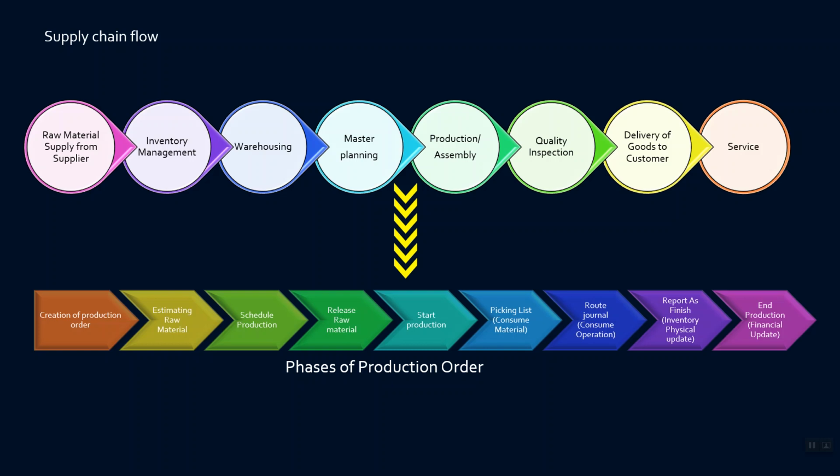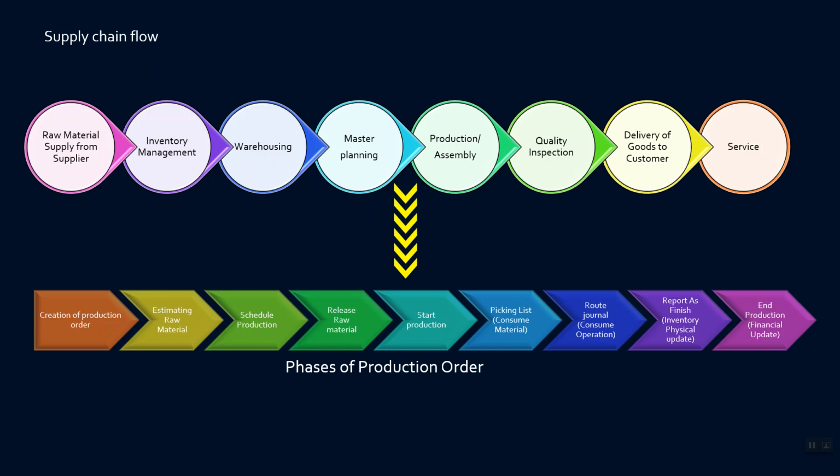The remaining supply chain flow steps are production, assembly, quality inspection, then you deliver the goods to the customer, and then your service starts. But we will focus more on production. So what are the different phases of production? Production in itself is an individual chapter for you. So in order to become a manufacturing consultant, you must know all these basics.